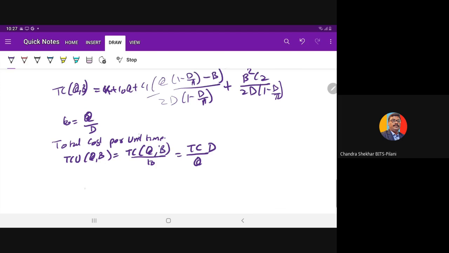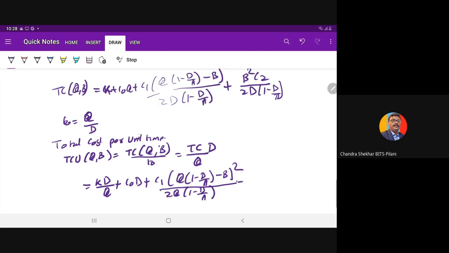So our expression will become K into D upon Q, plus this will become C naught D, and this will become C1 into Q into 1 minus D upon A minus B whole square upon, this D is cancelled out, instead of the D it will come 2Q into 1 minus D upon A, plus here we have the C2 B square upon 2Q into 1 minus D upon A. So this is our TCU.